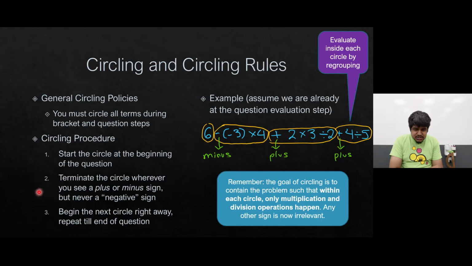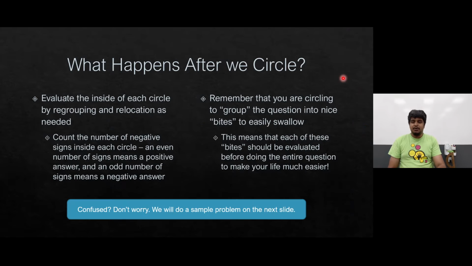So the key point here is the point number 2, to terminate the circle whenever you see a plus or a minus sign, but never ever when you see a negative sign. Those are good to go, okay? And of course, the next step is to evaluate inside each circle by regrouping, which we cover right here.